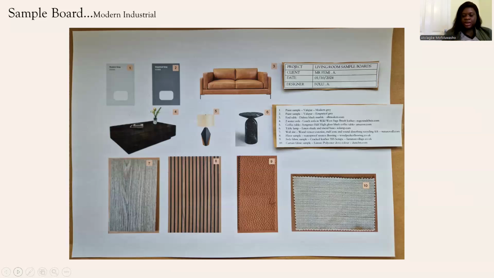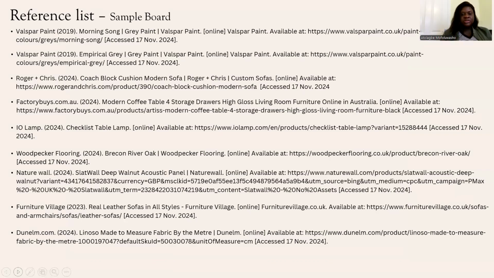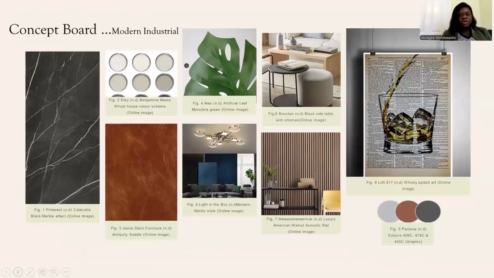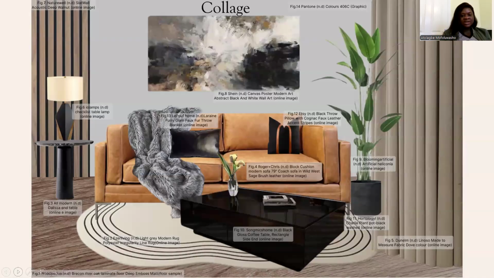I also came up with a collage that shows the artwork that will be on the wall, the floor lamps, the side tables, the plant, and put it all together. And as you can see, it's very beautiful. Do you have any comments so far?